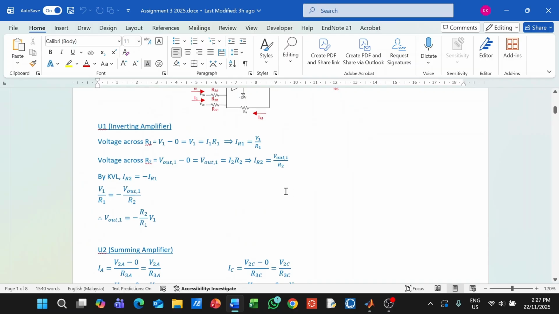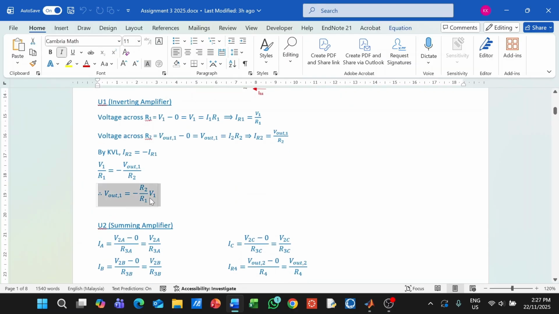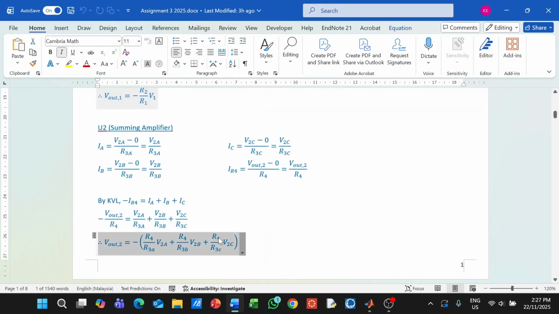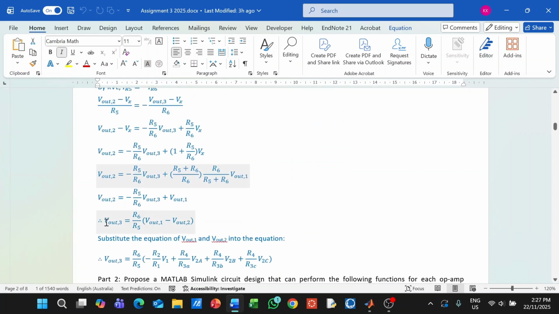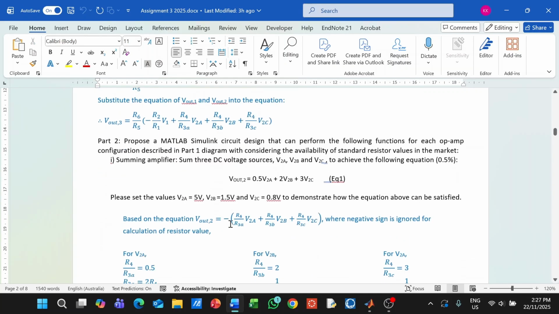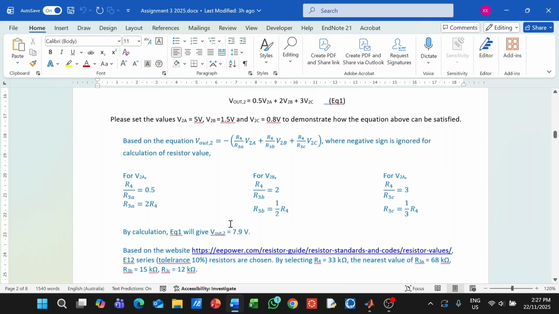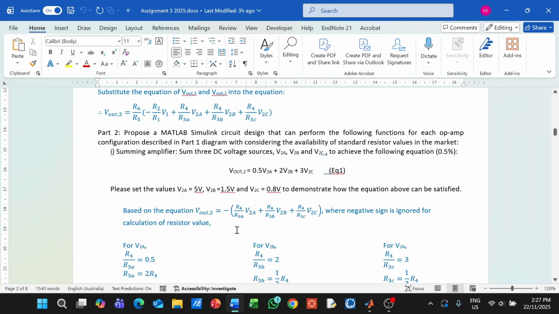So by derivation, the equation of Vout1 and Vout2 can be obtained. And also the final equation, Vout3, is actually the difference between Vout1 and Vout2. So next, part 2 is to select a suitable value of the resistor.